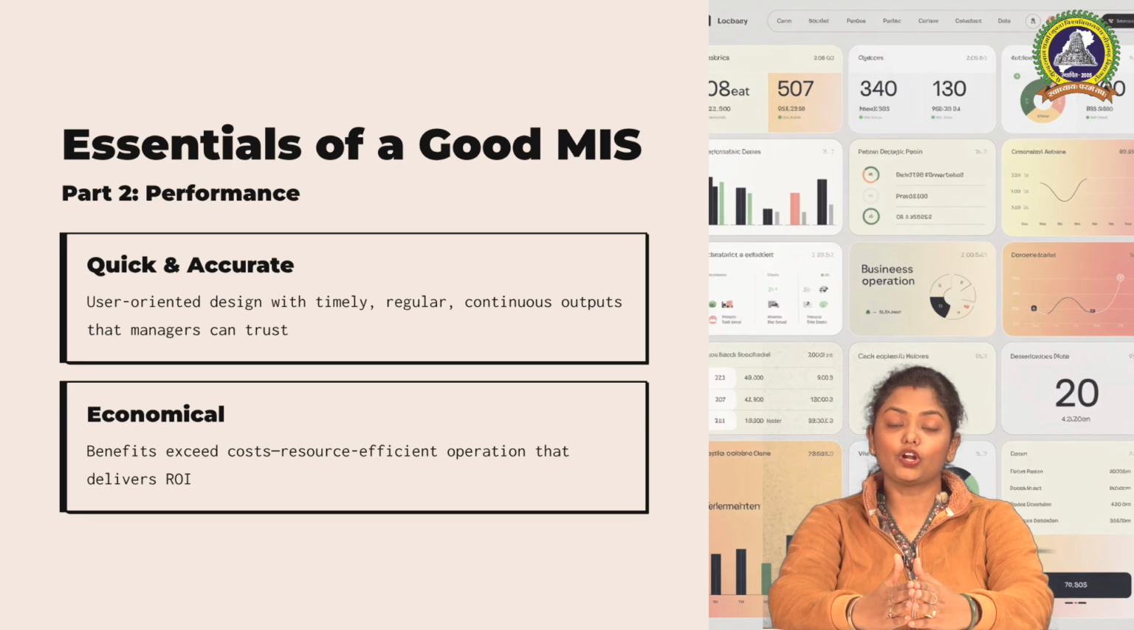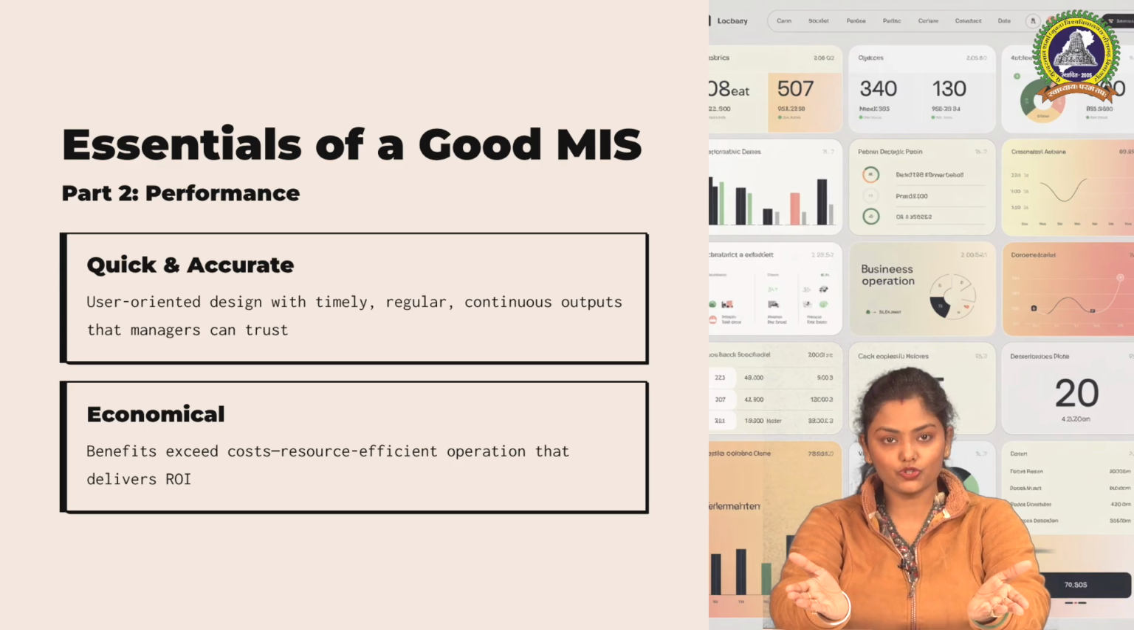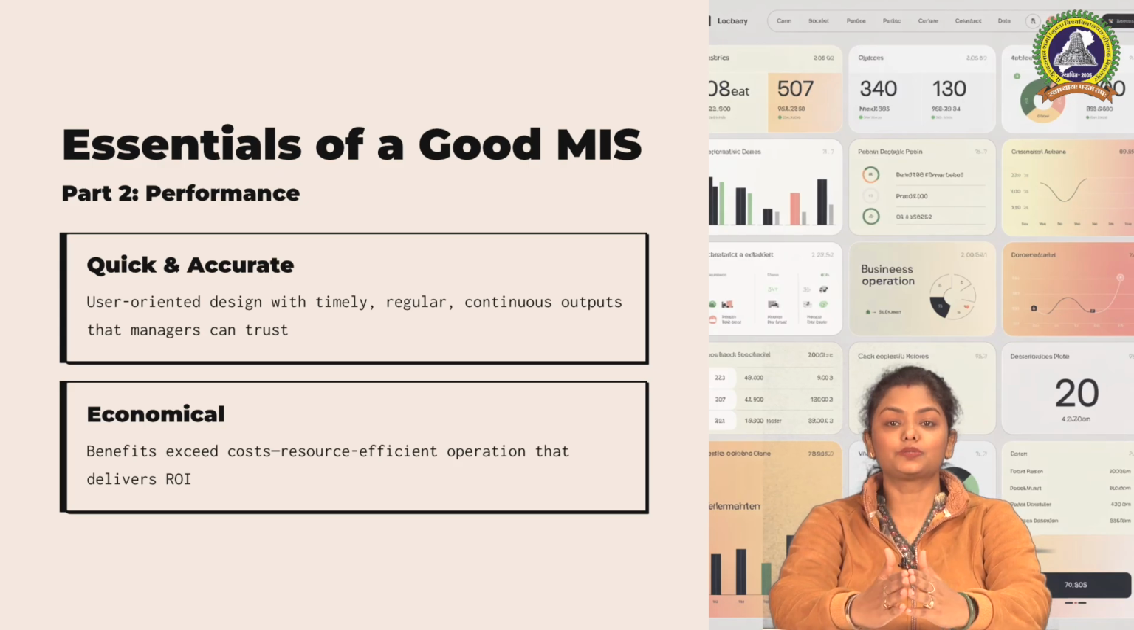The third essential of a good MIS is that it must provide quick and accurate information. In today's fast moving marketing environment, managers have to make decisions very quickly. If they don't, they will lose marketing opportunities. Therefore, the system must be user oriented, providing information that is not only quick but also accurate, regular, and continuous.